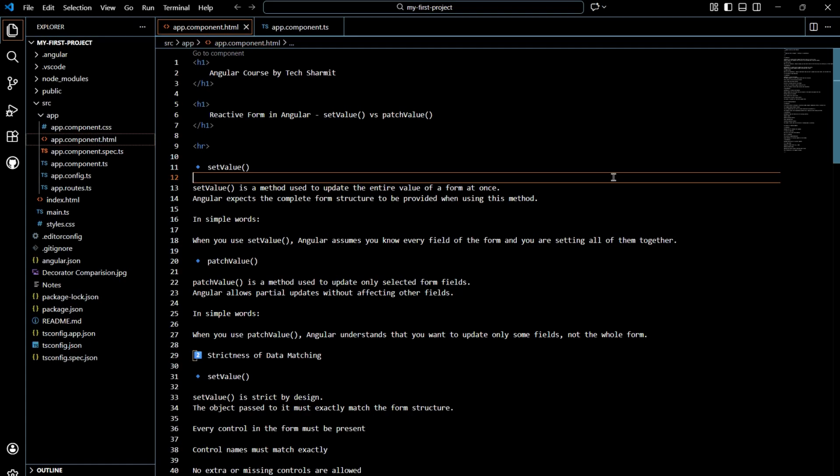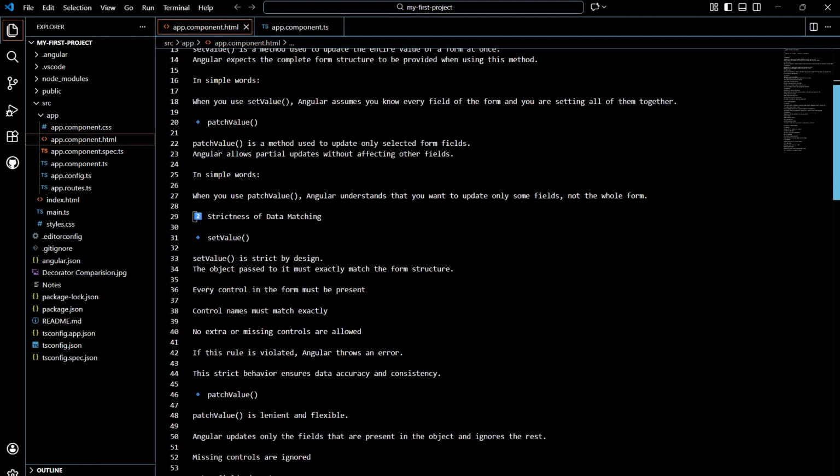Clear? Now on the other hand, we have patchValue, and patchValue is a method used to update only the selected form fields, not all fields. Okay, only the selected form fields, because Angular allows partial updates without affecting other fields. So in simple terms, you can say that when you use patchValue, Angular understands that you want to update only some fields, not the whole form. Okay, so that is the only difference between the setValue and patchValue in terms of definition.